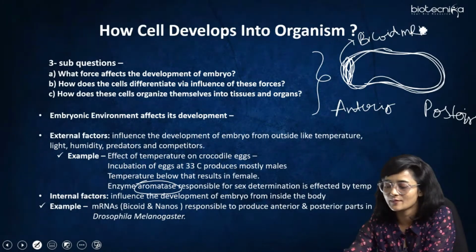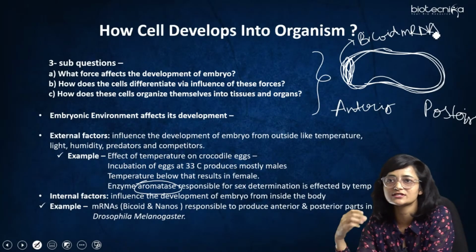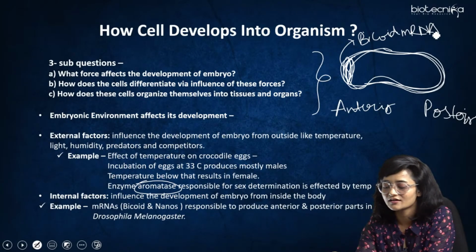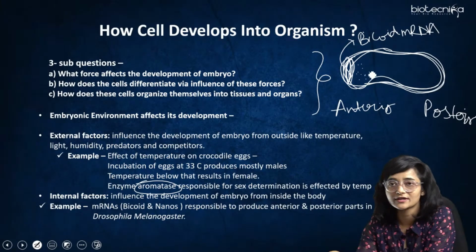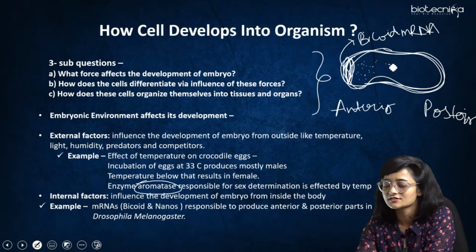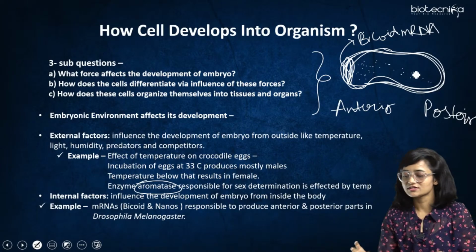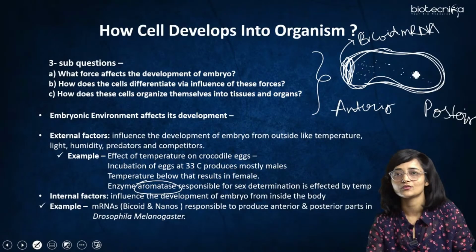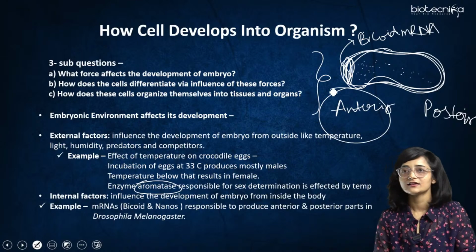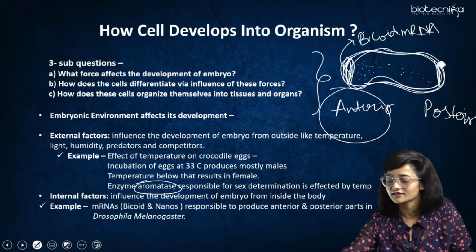When this bicoid mRNA expresses itself and produces the bicoid protein, its concentration is high in the anterior portion, and slowly it decreases, right, coming to the posterior part. So this should be the concentration gradient. Because of this, the bicoid protein produces the anterior part.